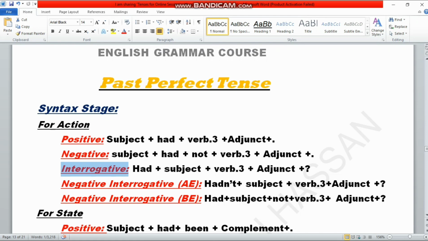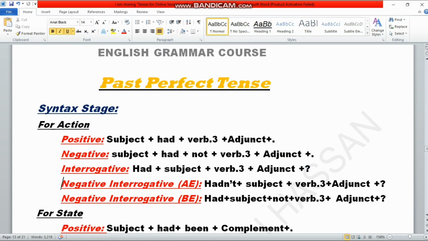In order to make this sentence interrogative, we will take the auxiliary to the beginning, and the rest of the sentence should be written in its own place, but we should replace the full stop with a question mark here.